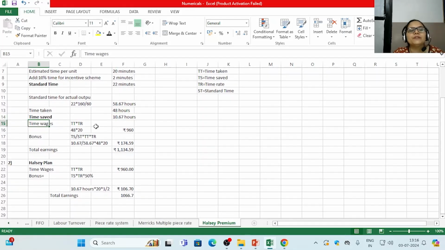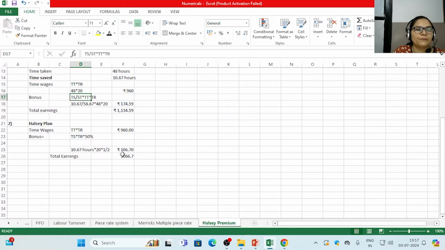Time wages means the minimum wages the worker will be paid, time taken into time rate. Time taken is 48 into 20, rupees 960. Now the worker has saved 10.67 hours, so definitely he will be given a bonus under Rowan plan. The formula is time saved upon standard time into time taken into time rate. So time saved is 10.67, standard time is 58.67 hours, into time taken 48, into time rate, which is rupees 20 per unit. So his bonus will be 174.59. So his total wages will be time wages plus bonus, which will give you 1134.